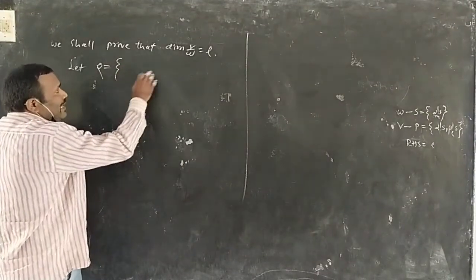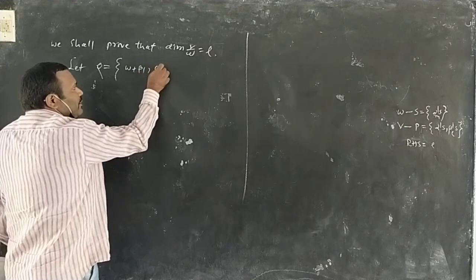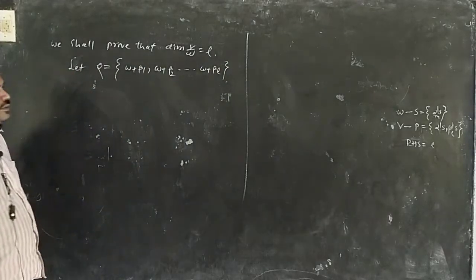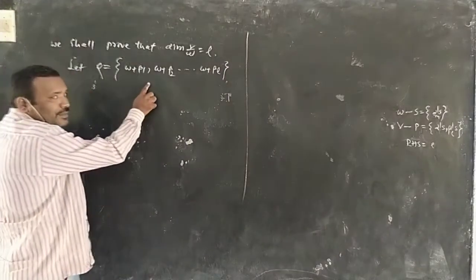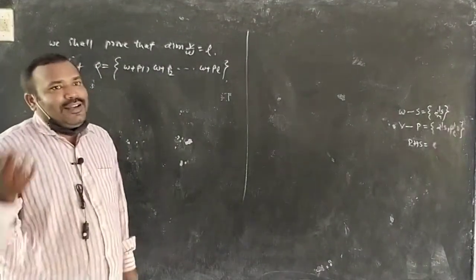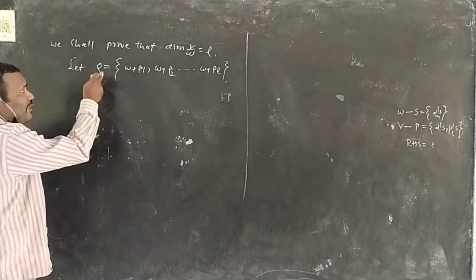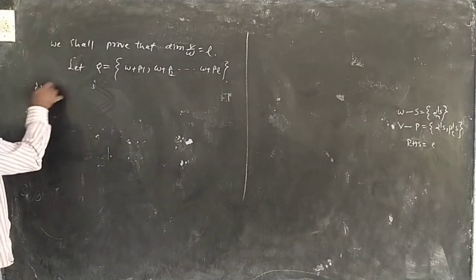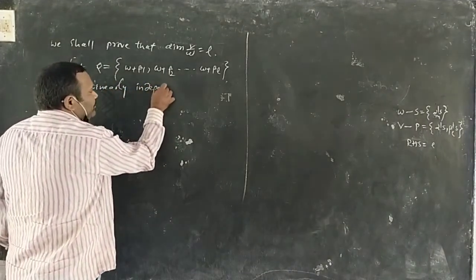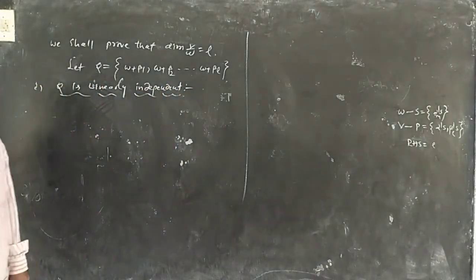Okay. So let us take L cosets. Let them be W plus beta 1, W plus beta 2, and so on, W plus beta L. It is a set consisting of L elements anamata. If Q is a basis of V by W, then dimension of V by W will be L. So first, in order to prove Q is a basis, it must be a linearly independent set. First one is Q is linearly independent. Let us say that Q is linearly independent.